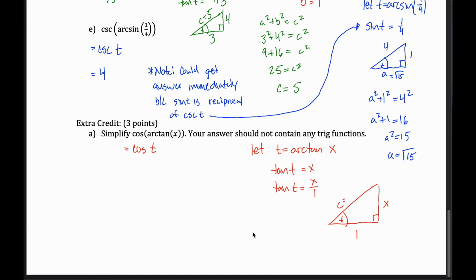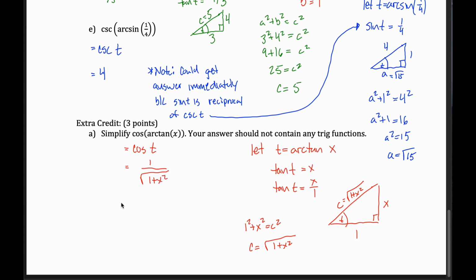A squared plus B squared equals C squared. So 1 squared plus x squared must be equal to C squared. So because 1 squared is just 1, I can take the square root of both sides of the equation and say that C is the square root of 1 plus x squared. And now that I have this right triangle down here, it's easy for me to figure out the cosine of T. The cosine of T is just the length adjacent divided by the length of the hypotenuse. So it's just 1 divided by the square root of 1 plus x squared.